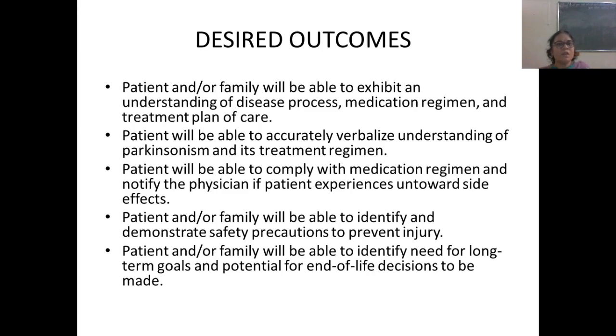Then desired outcomes are patient or family will be able to exhibit an understanding of disease process, medication regimen and treatment plan of care. Patient will be able to accurately verbalize understanding of Parkinsonism and its treatment regimen. Patient will be able to comply with medication regimen and notify the physician if patient experiences untoward side effects. Patient or family will be able to identify and demonstrate safety precautions to prevent injury. Patient or family will be able to identify need for long-term goals and potential for end-of-life decisions to be made.